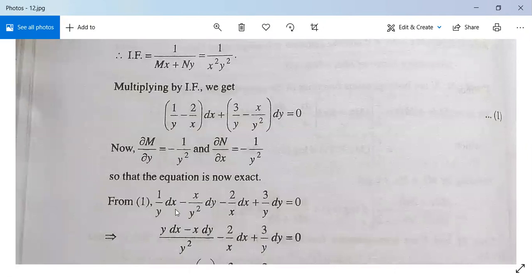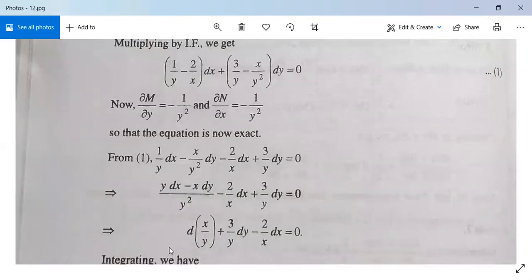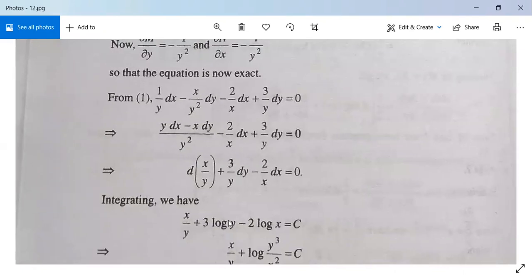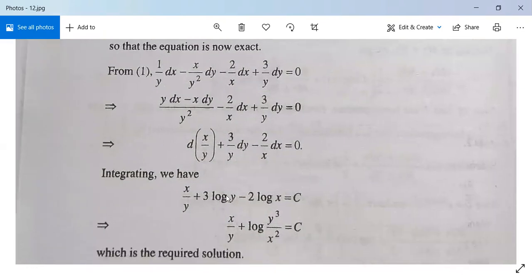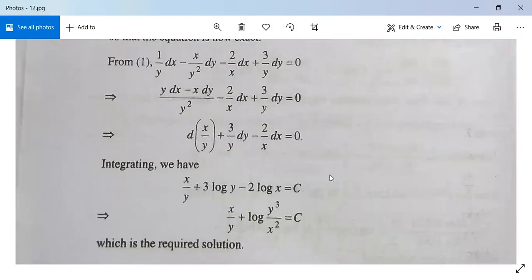Now 1 upon y dx minus x by y square dy minus 2 by x dx plus 3 by y dy is equal to 0. Take this with this one and this one with this one. So it can be written as (y dx minus x dy) by y square minus 2 by x dx plus 3 by y dy is equal to 0, or d(x by y) plus 3 by y dy minus 2 by x dx is equal to 0. After integration, we get x upon y plus 3 log y minus 2 log x is equal to c, or x upon y plus log (y cube by x square) is equal to c, where c is our constant of integration. So this is our required solution.